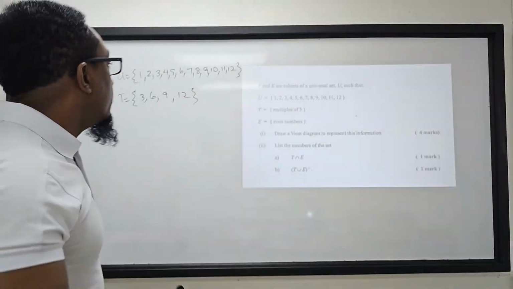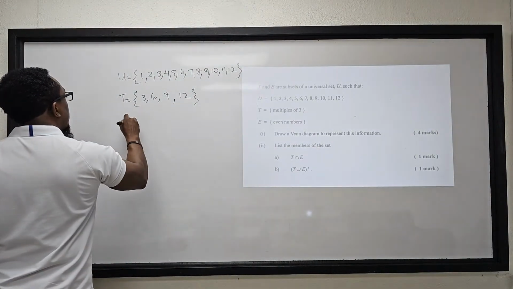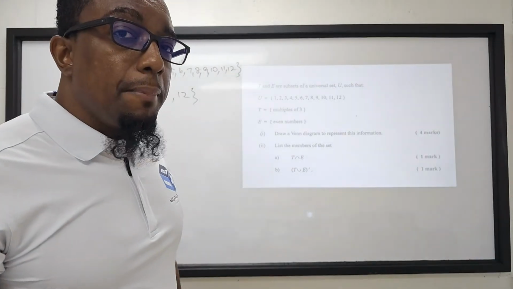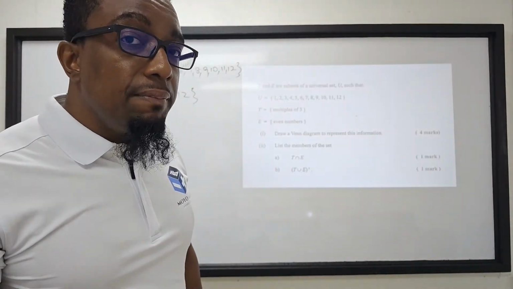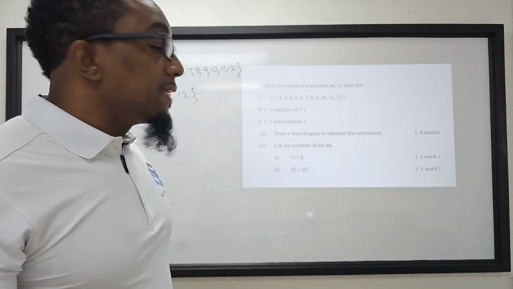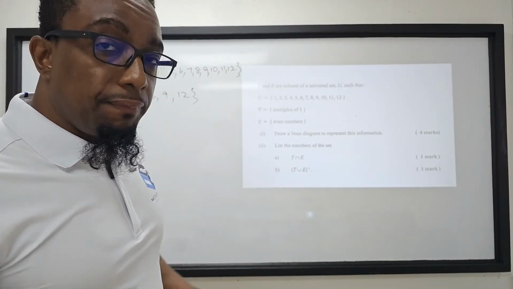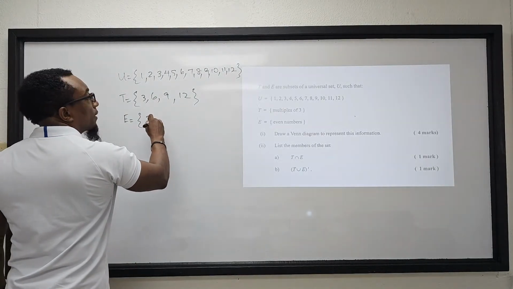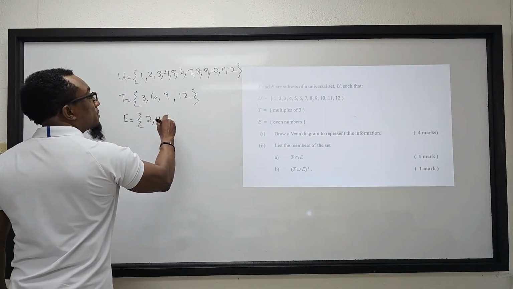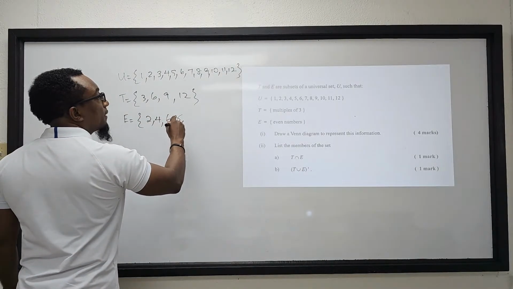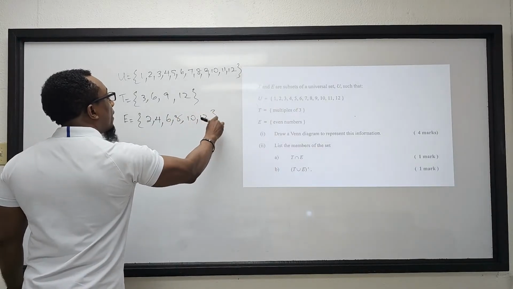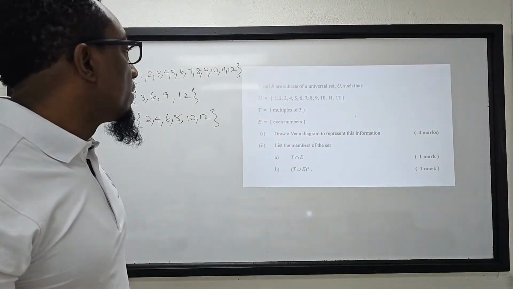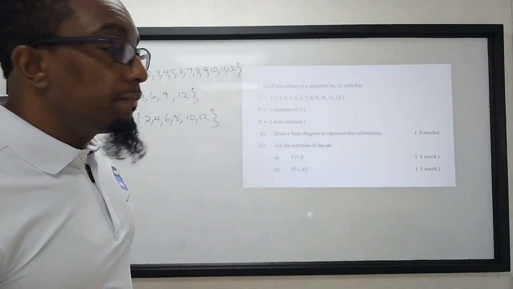Even numbers, so E representing even numbers. Even numbers, of course, will be numbers that are exactly divisible by 2. So let's identify all even numbers from our universal set. That will be what? 2, 4, 6, 8, 10, 12. So you have all your even numbers there based on the universal set.